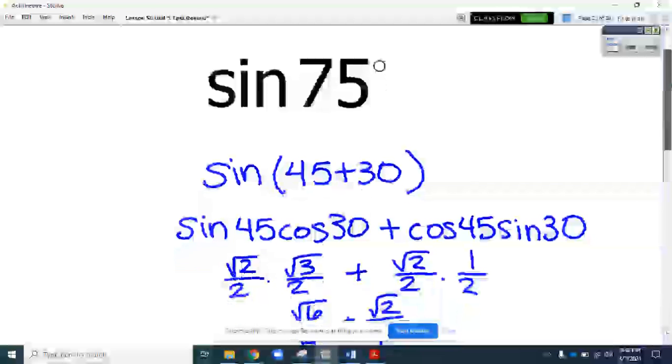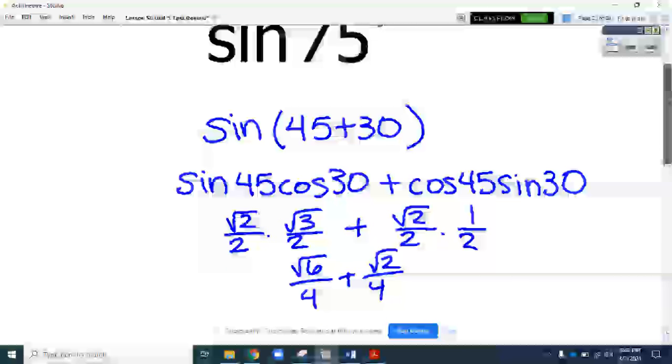All right, so I can think about the fact that 75 is 45 plus 30. Then I'm using my formula sheet to say, hey, sine of alpha plus beta. I'm going to expand with the pattern: sine of alpha, cosine of beta, plus cosine of alpha, sine of beta. And then I'm going to solve each one. Be careful when you solve. If you need to draw a picture, draw a picture.